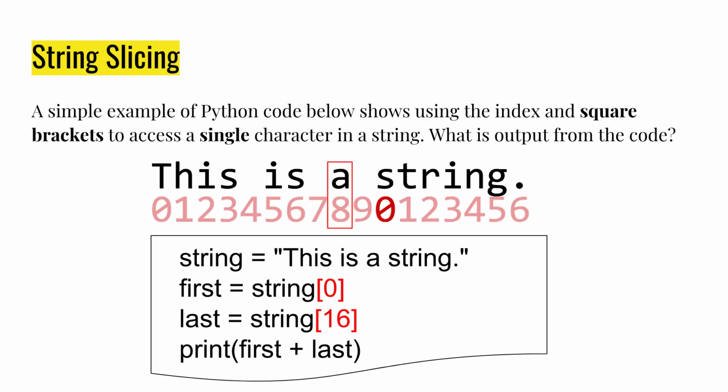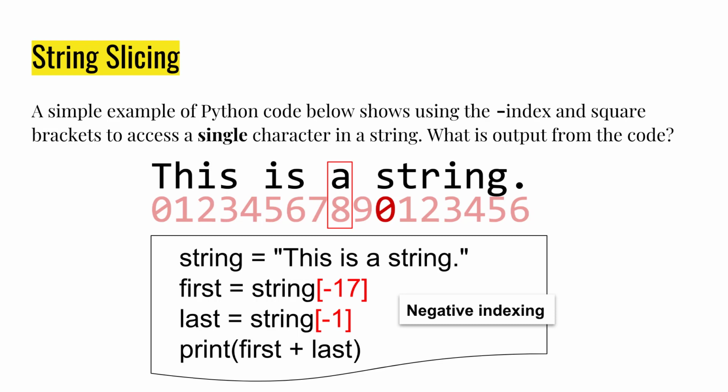Well, let's take a look at an example of selecting an individual character. We use square brackets, so you'll notice the code below. We have a variable called string, and the square bracket 0, of course, would select the first character. The square bracket 16 would select the last character. Then we print out those two characters concatenated together. You can try that code and see what happens.